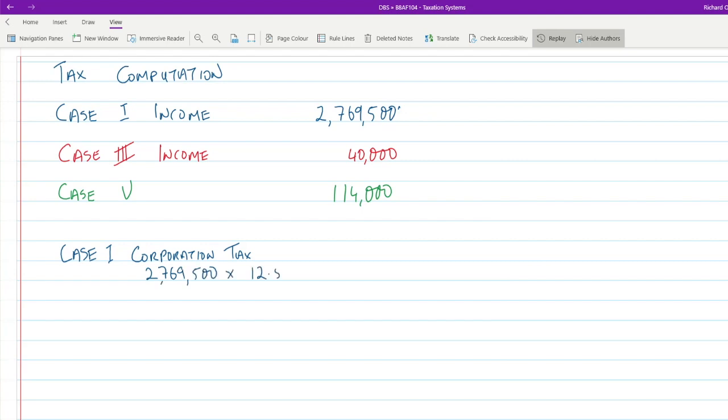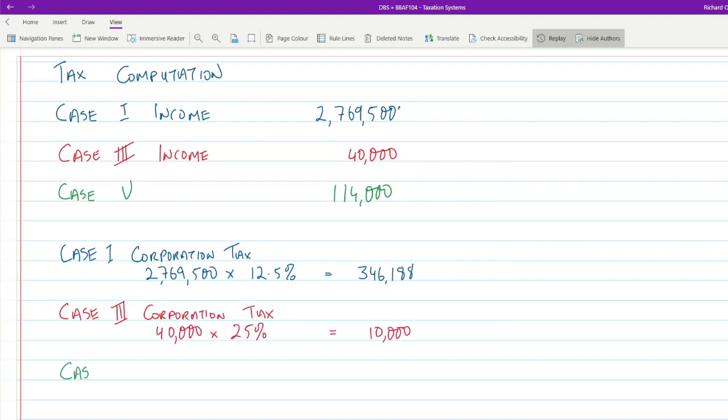Therefore, to work out the corporation tax on Case 1, it's 12.5% of the 2,769,500. Case 3, the interest, is 40,000 multiplied by 25%. And finally, Case 5, which is the rental income, is 144,000 multiplied by 25%. Add those all up, and the total tax liability for corporation tax is €384,688.